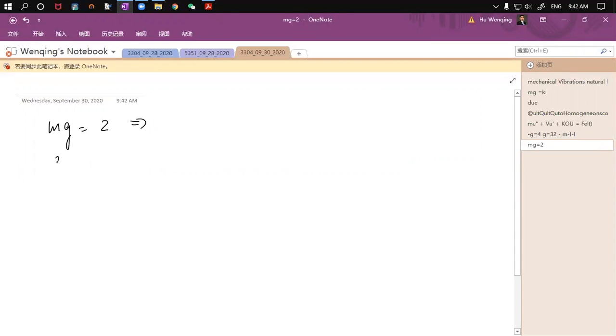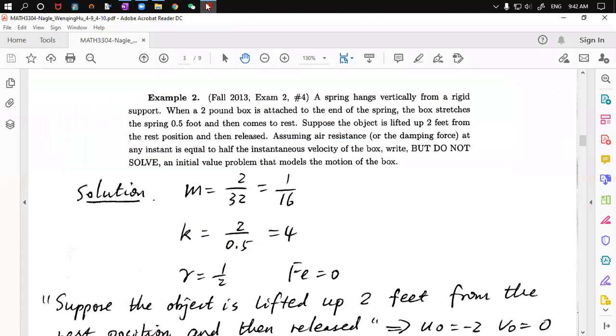So g is equal to 32, remember, in terms of pounds. So m is equal to 2 over 32, which is just 1 over 16. So that's the mass. Is that good, family? Now, what's the second thing?